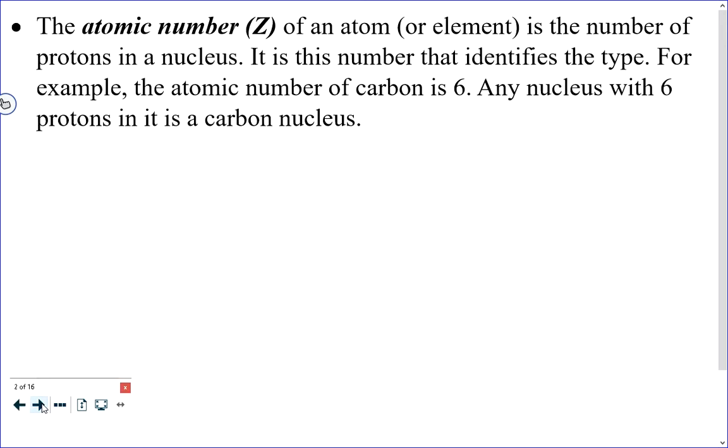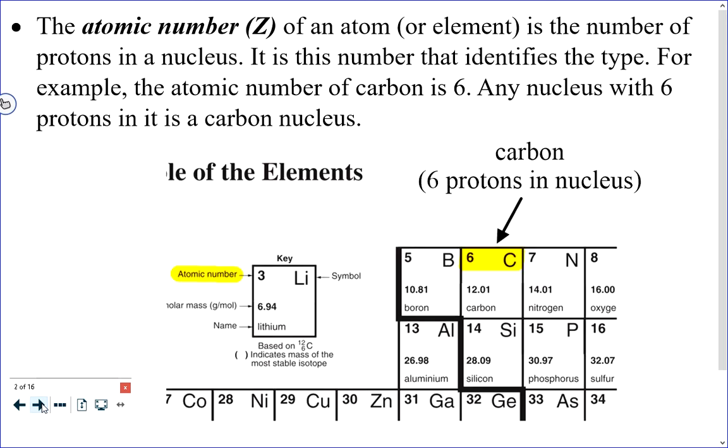To begin with, here are some definitions. The atomic number of an atom is given the symbol Z, and what the atomic number tells you is how many protons are in the nucleus of the atom. And it's that number that identifies the type of the atom. For example, the atomic number of carbon is 6. So any nucleus with 6 protons in it is a carbon nucleus. When you look at the periodic table and you find carbon, it is in the 6th location on the periodic table.